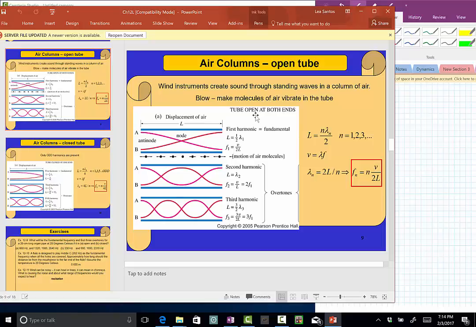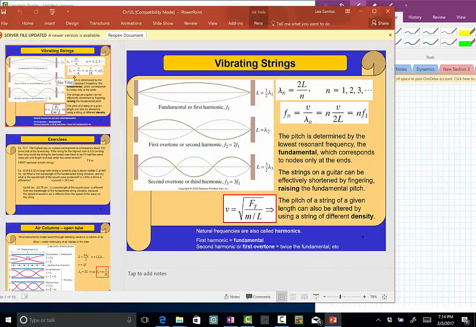Okay, so you see this is a little different from the string. In the string, at the two edges, we had nodes. So there was no motion of the string there. Here in the flute, at the two edges, we have antinodes. We have motion there of these air molecules. Okay, and as a result, we get this different graphical representation. Remember, let's have a look again at the case of the string.